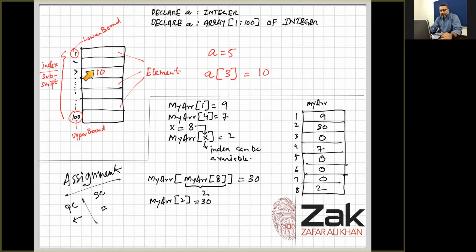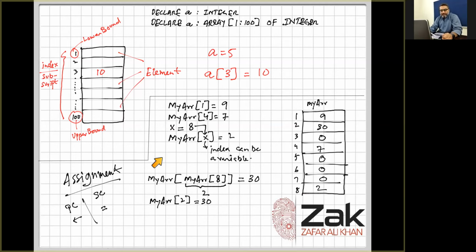So now we can use constants as subscripts. Like in here, MyArray[1] is 9, so MyArray[1] is 9. MyArray[4] is 7, MyArray[4] is now 7. Or we can use variables as an index. So let's have a variable x whose value is 8. So MyArray[x] means MyArray[8] is now 2. So we go and what we see here, 2.